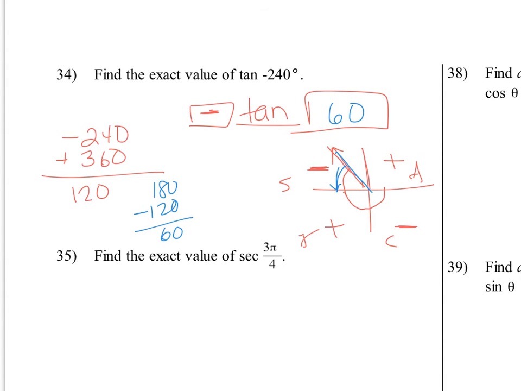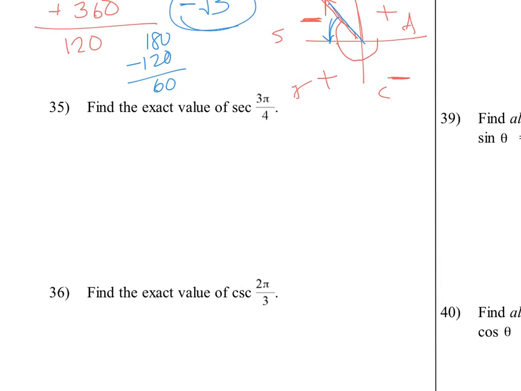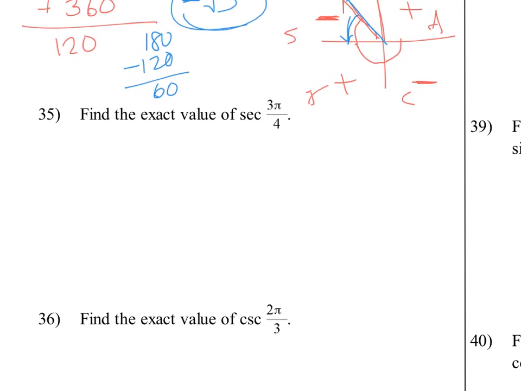60 is the reference angle. So this is negative the tangent of 60, so it's negative, and the tangent of 60 is radical 3. So it's negative radical 3. A lot of work for one problem, but it's all good. Okay, find the exact value of secant 3 pi over 4.